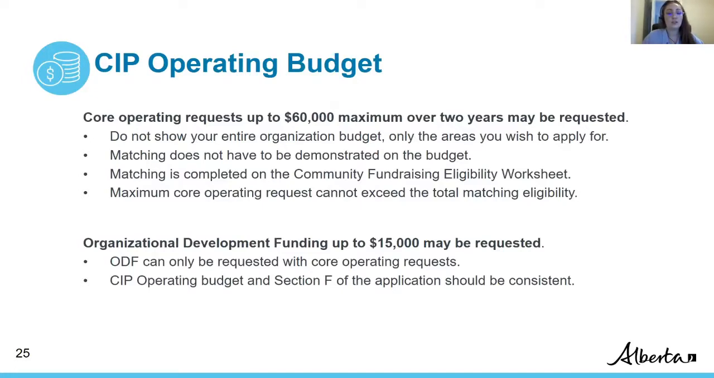Organizational development funding up to $15,000 may be requested. ODF can only be requested with core operating requests. CIP operating budget and Section F of the application form should be consistent.